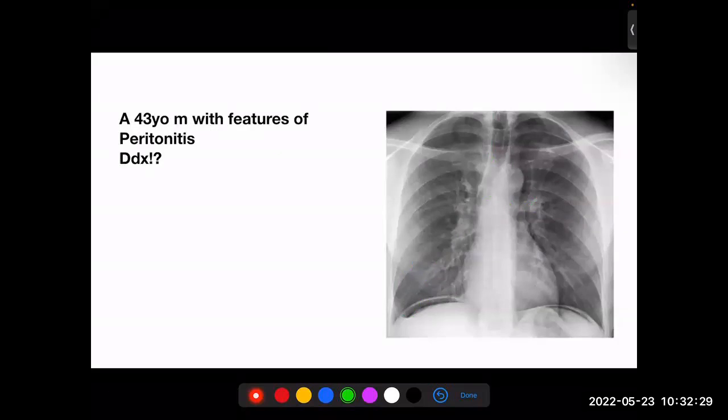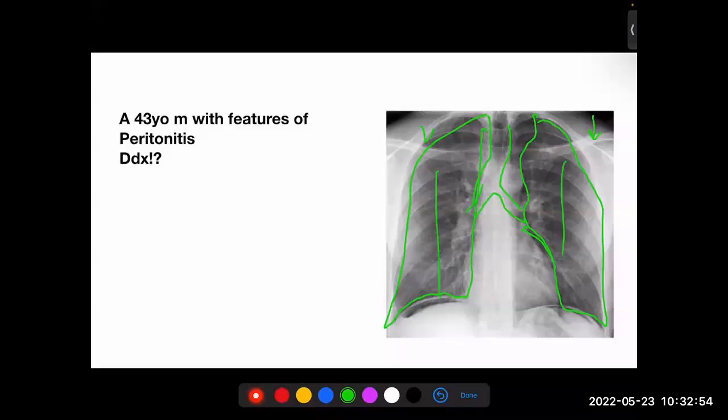A 43-year-old with features of peritonitis. What's your differential diagnosis? We go again. A bit of tracheal deviation, okay, I can accept that. The lungs look normal. The heart outline looks normal. The lungs also look normal on this side. At least this time we're not missing the clavicles. The ribs look normal. But what on earth is this?